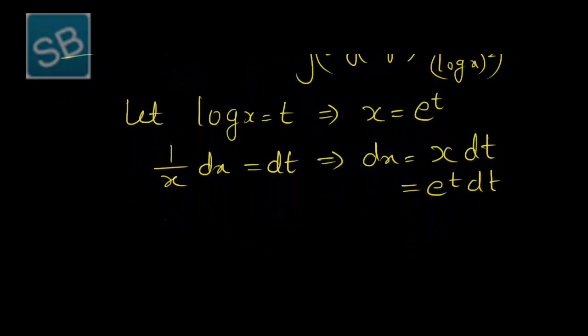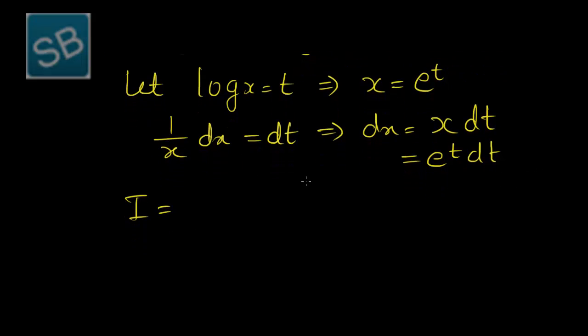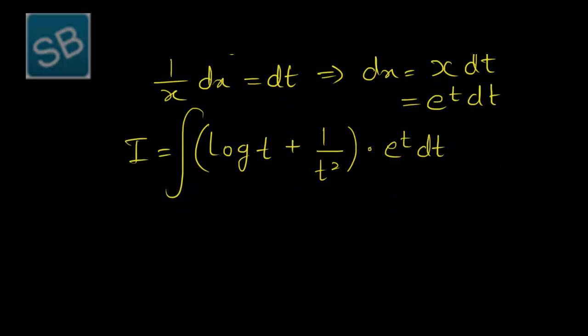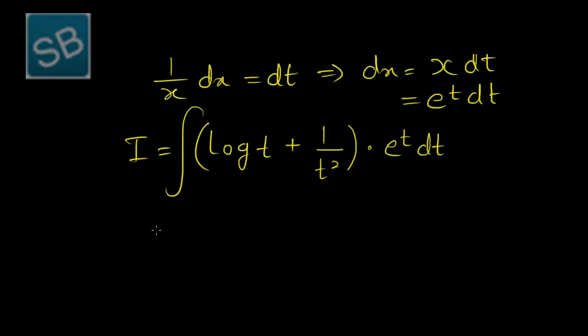So we will convert I into the form of t. We get the integral of (log t plus 1 over t square) into e raised to power t dt. So if we see here, we get (log t plus 1 over t square) e raised to power t.